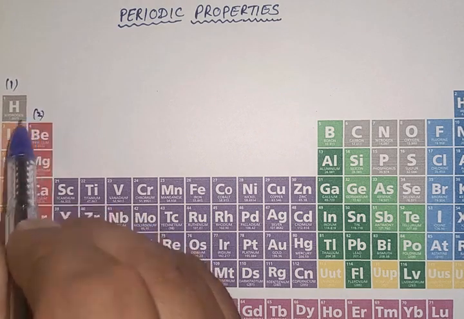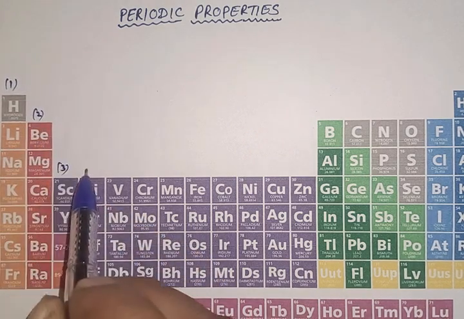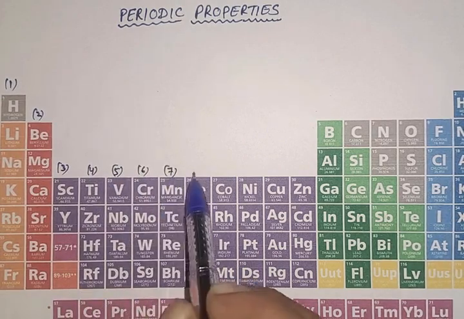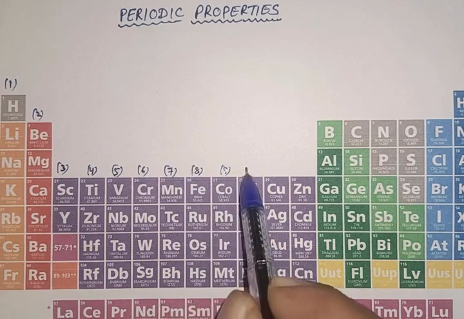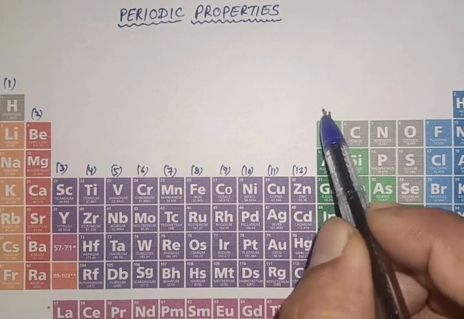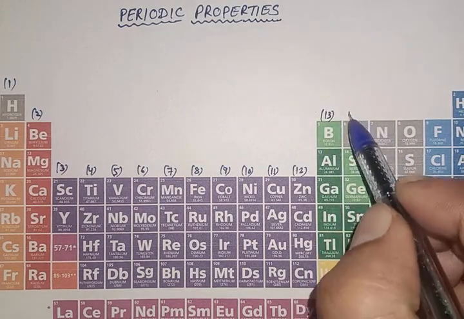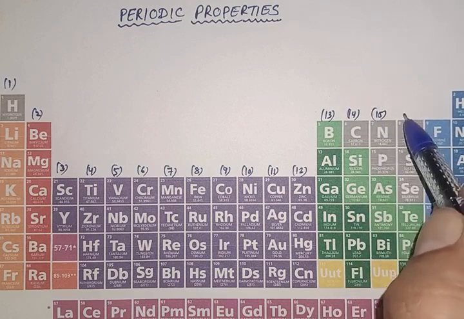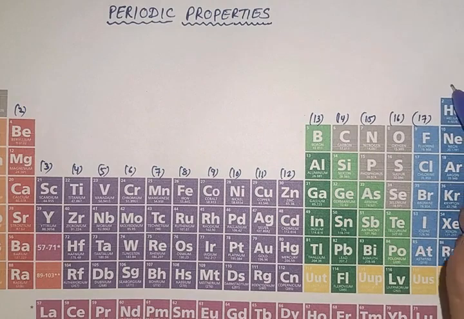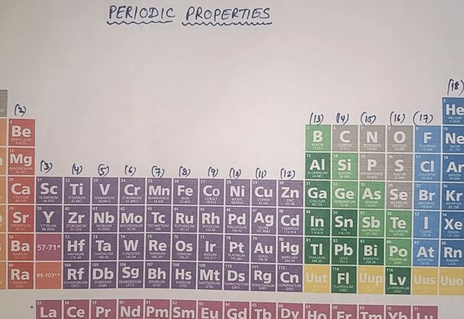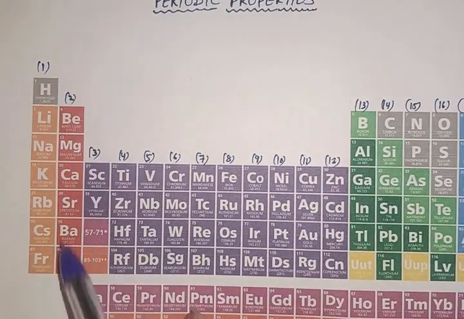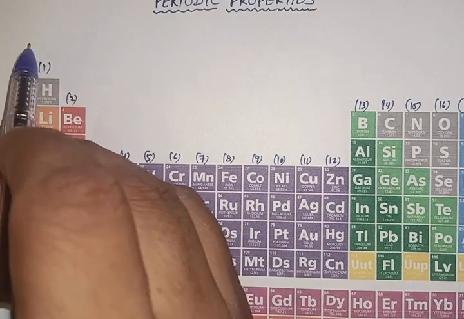Second line, group number 2. Group number 3, 4, 5, 6. Group number 7, 8, 9, 10. Group number 11, then 12. This is group number 13 of the modern periodic table. Group number 14, 15, 16, group number 17, and finally this is group number 18 of the modern periodic table. So in the modern periodic table there are 18 vertical lines. These vertical lines are also called groups.